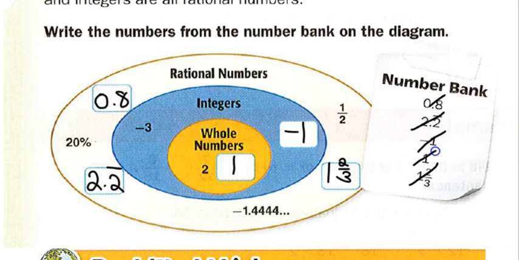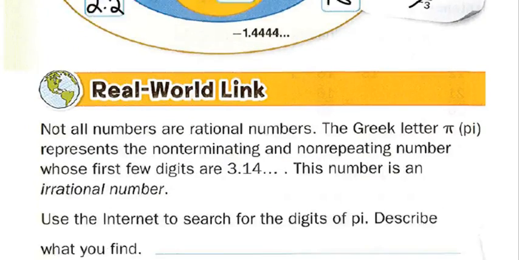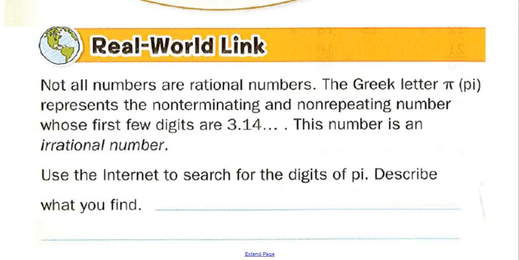So most numbers that you're familiar with are rational numbers. The only thing that's not a rational number is a number that goes on and on forever, but it never repeats. There's no pattern. So the classic irrational number, as we call it, would be pi. Pi is one of the numbers we would not be looking at today. So it says not all numbers are rational numbers. The Greek letter pi, just like I said, represents the non-terminating and non-repeating number whose first few digits are 3.14. This number is an irrational number.